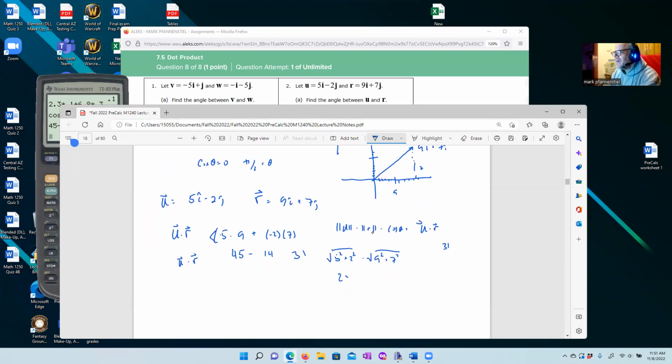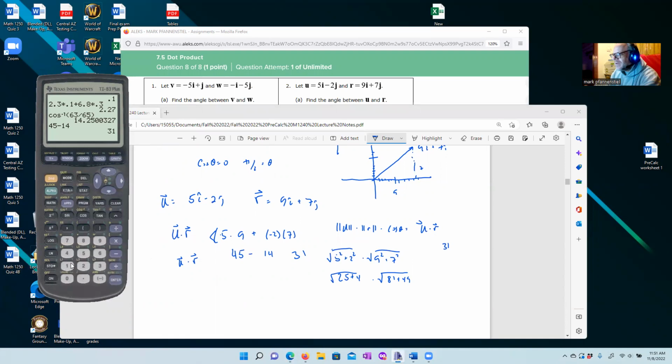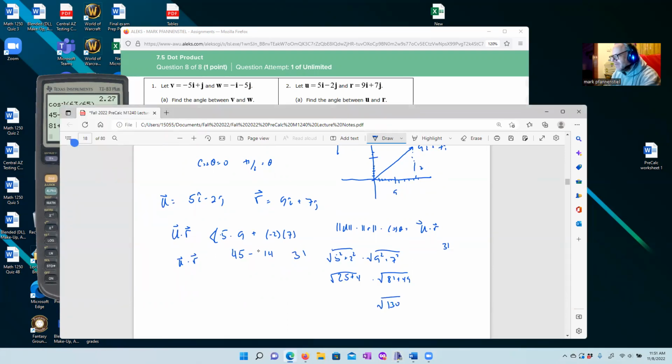So we've got the square root of 25 plus 4, times the square root of 81 plus 49. That's going to be 130. We'll double check: 81 plus 49, there we go, square root of 130. And then we have the square root of 29 here, and that equals 31.